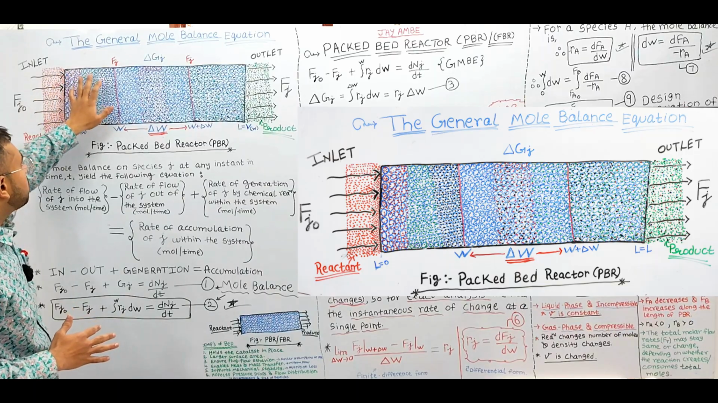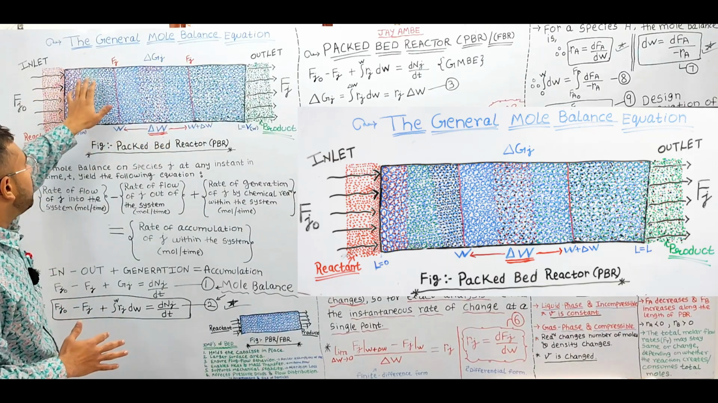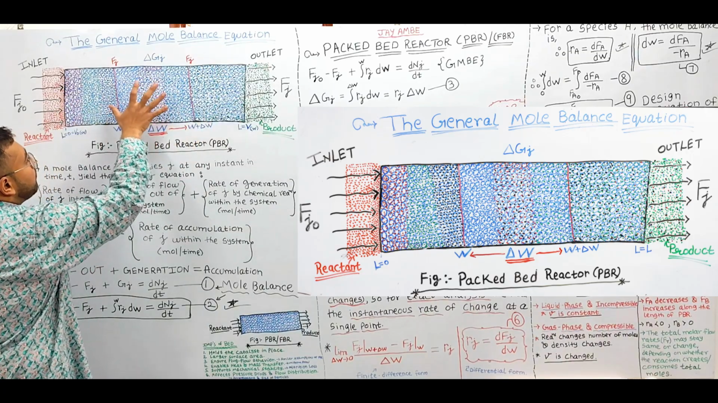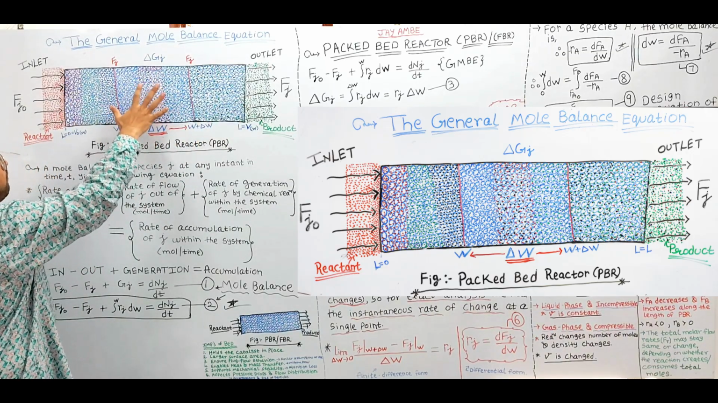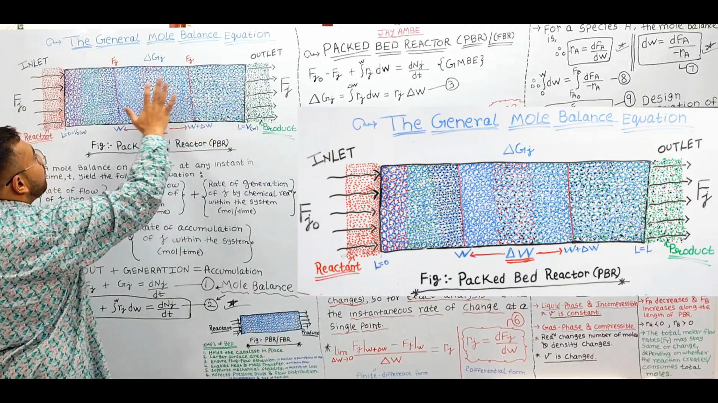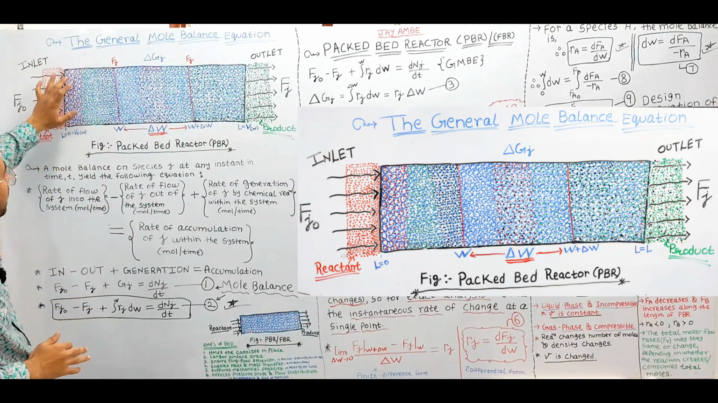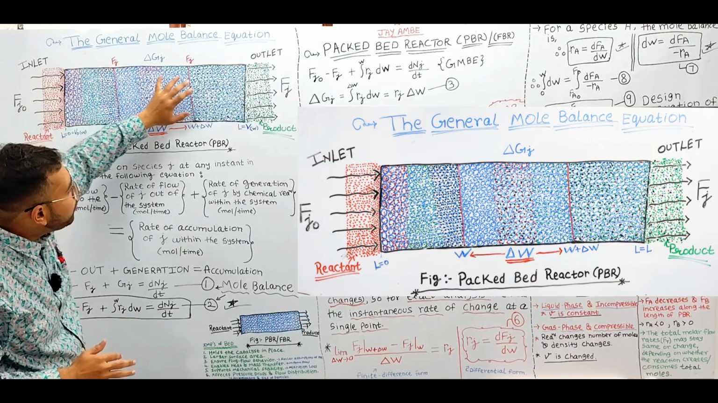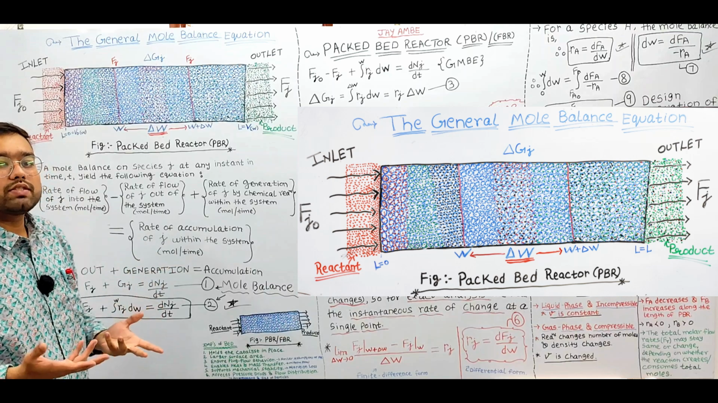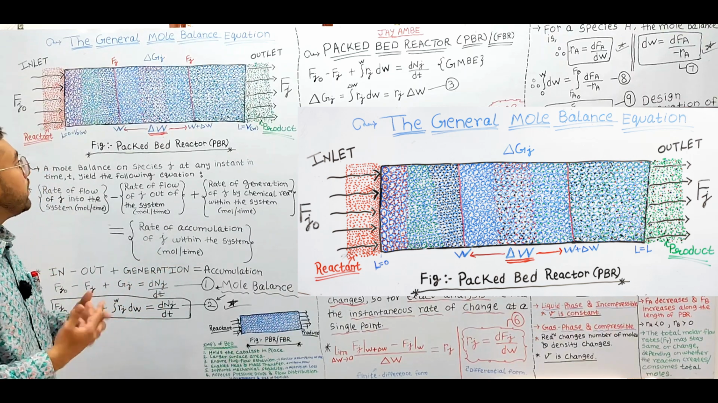So this here is the system volume. The reactor boundaries which enclose the system volume is called the reaction environment, right? In this system volume, we will try to completely fill the entire volume of the tubular reactor with the packing materials, with the solid support, with the solid catalyst, right?